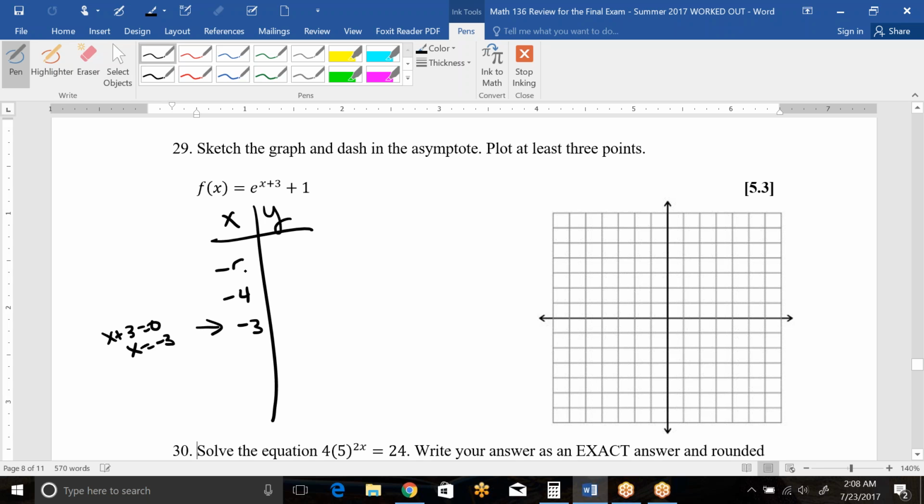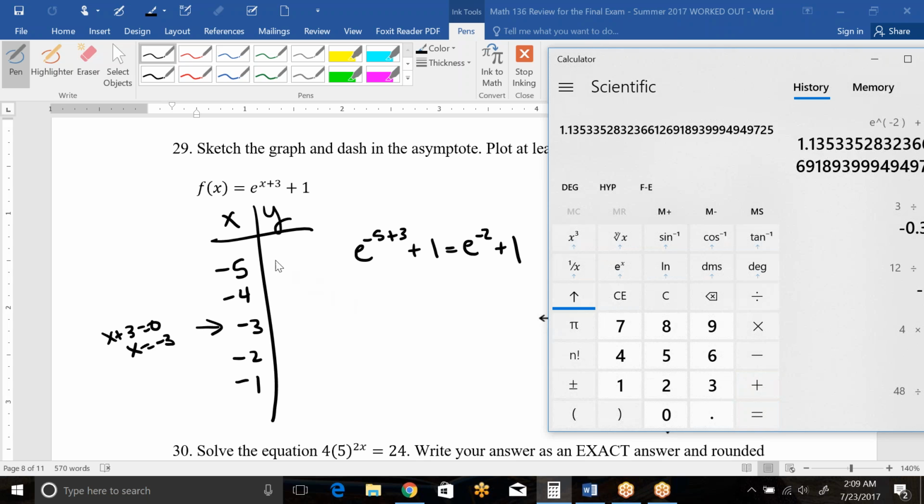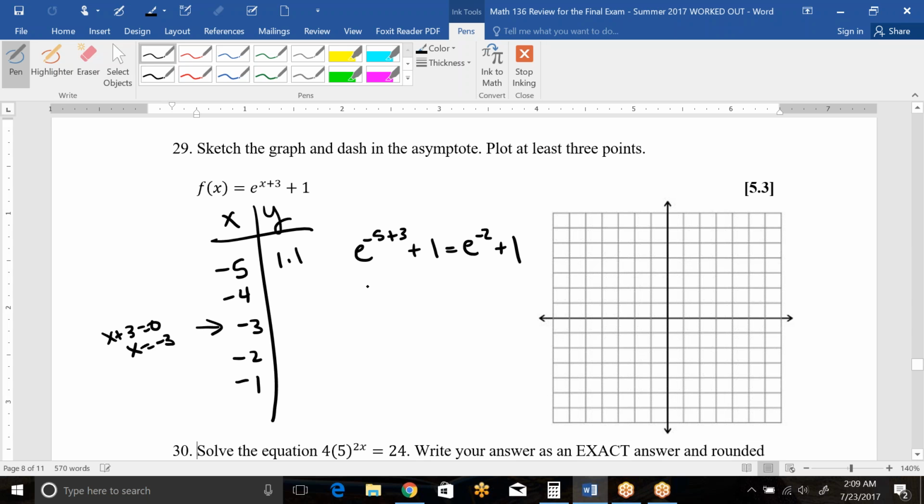Then pick two numbers smaller and two numbers larger to plug in. So this will be e to the negative 5 plus 3 plus 1. So that's e to the negative 2 plus 1. So we use our calculator and our e button. Mine, I have to enter in the exponent first, so negative 2, and I want e to the negative 2, then plus 1. So 1.1, we're just going to round to one decimal place.